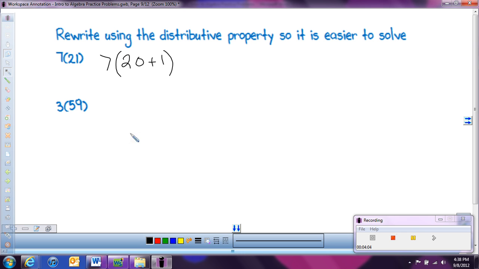I wouldn't even have to write it down. So again, to use the distributive property, we're going to take the number on the outside and distribute it to both numbers on the inside. So 7 times 20, which is 140. We're going to pull that plus sign straight over, and we have 7 times 1, which is 7. So 140 plus 7 is 147.